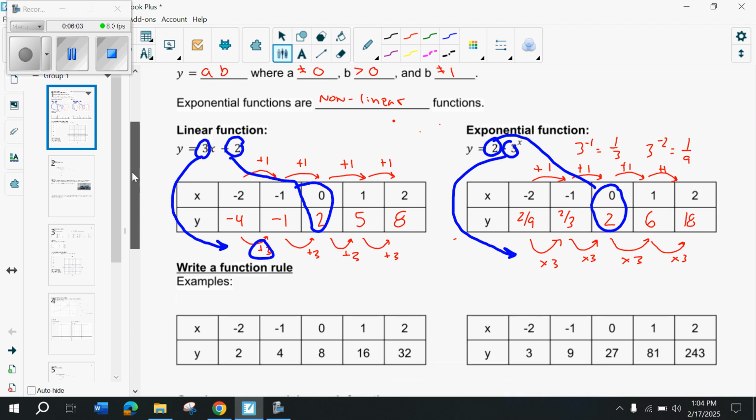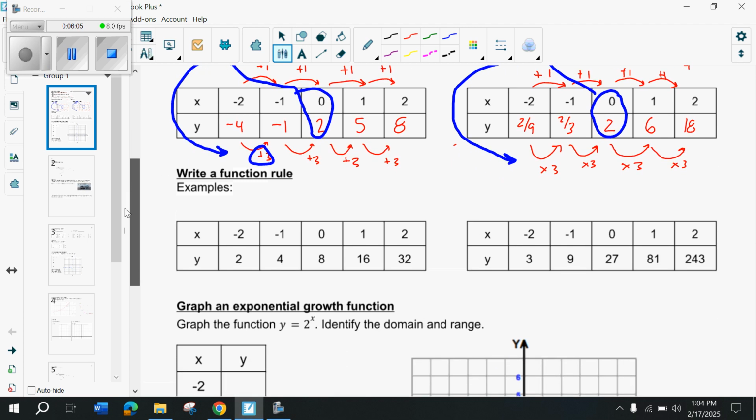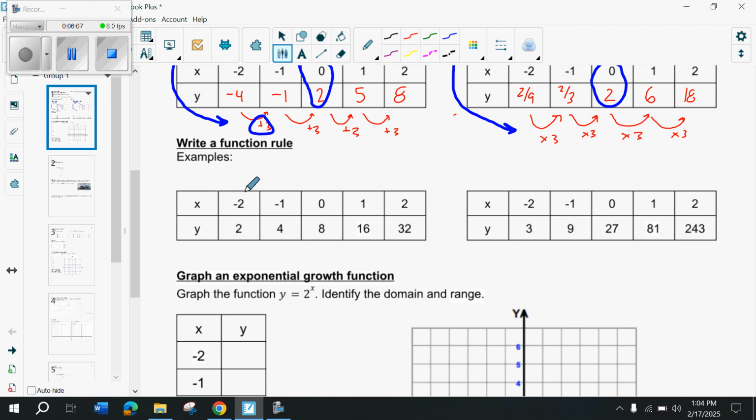So come over here, and for example, notice that this is increasing by 1, plus 1, plus 1, plus 1. So I know my x values are increasing by 1, which is fantastic. My y values are being multiplied by 2, multiplied by 2, multiplied by 2, multiplied by 2.